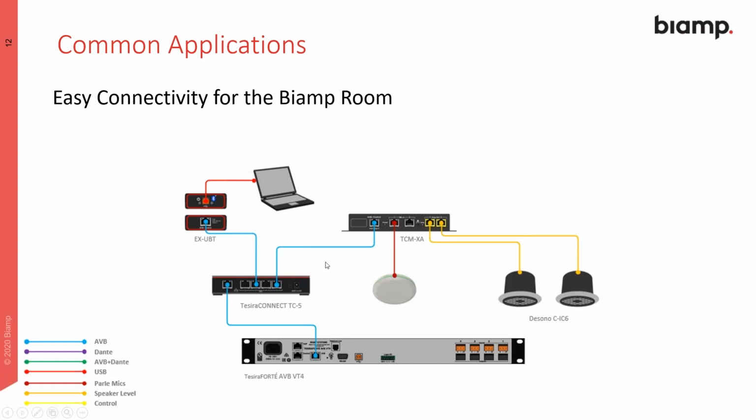As you can see, all the blue lines are AVB. All the AVB ports will be connected to the TesiraCONNECT 5. Remember that four ports are PoE plus enabled, while the fifth port is not. So anytime you need to connect a server which is already powered, you have to connect it to LAN number 1, which is PoE free.